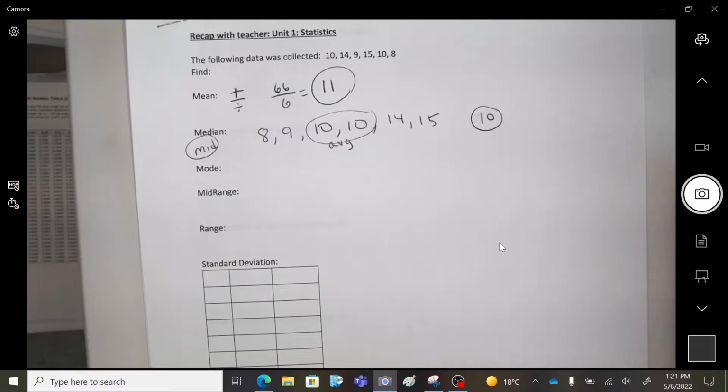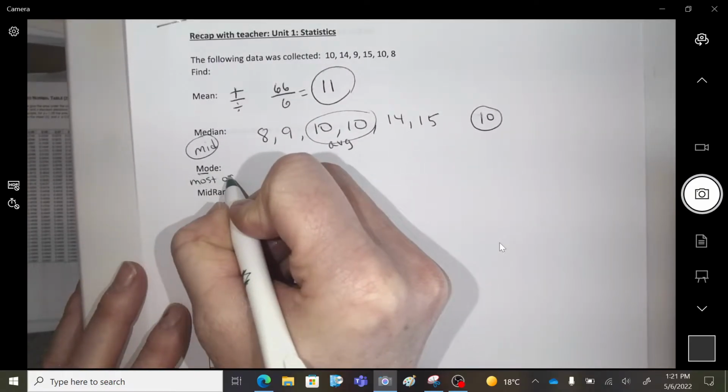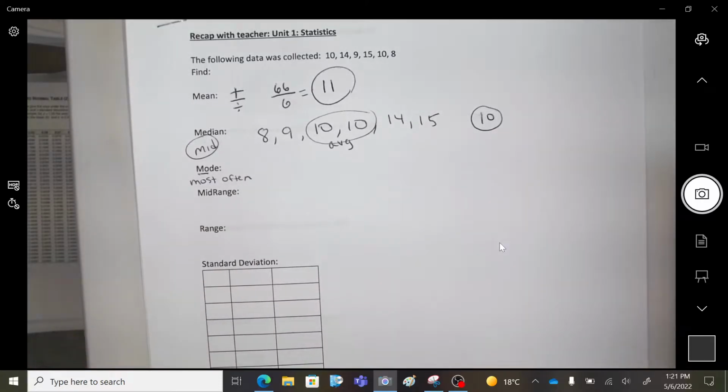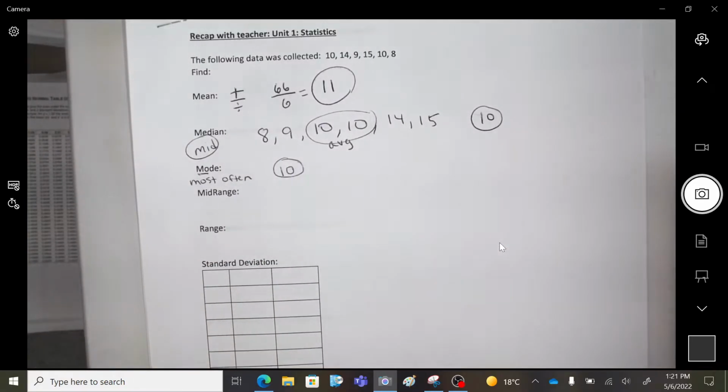What is the mode? So I always think MO, most often. That's what I always use to remember that one. MO, most often. So which one occurs more so than the others? Okay, we got a 10 again.